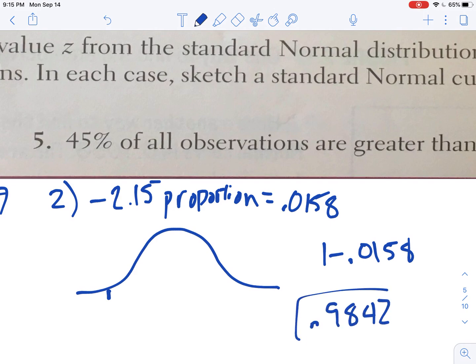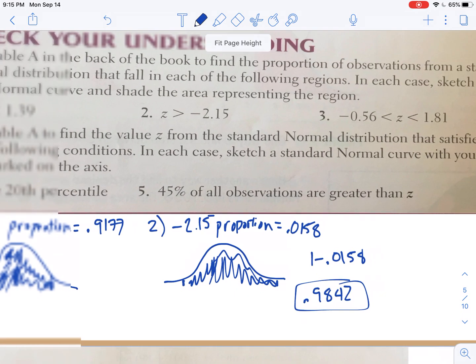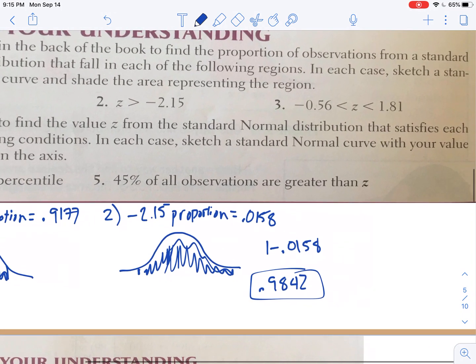And this is my answer. This is the proportion of z-scores which lie above that value. The alpha table only tells you how many z-scores lie below it. It never tells you how many z-scores lie above it. You can just subtract it from 1, though, to figure that out.